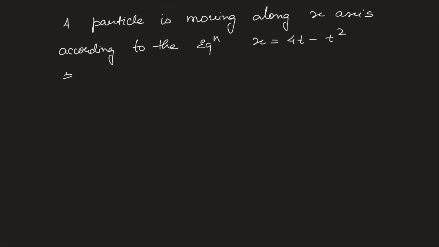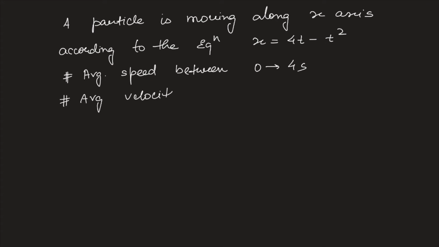You have got to find the average speed between 0 to 4 seconds, the average velocity between 0 to 4 seconds, and the instantaneous speed at t equals 4 seconds.